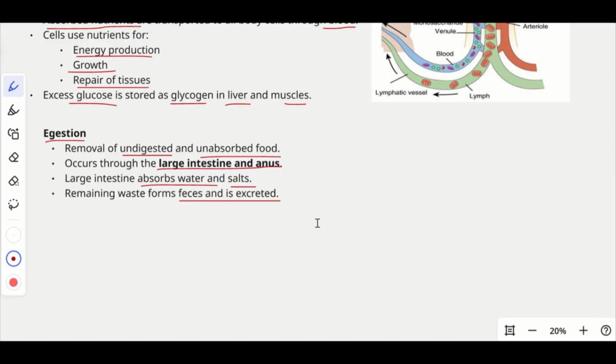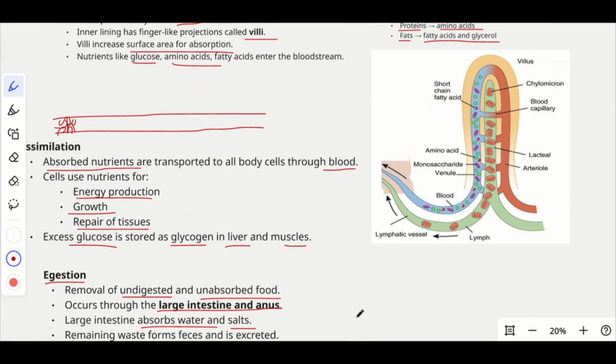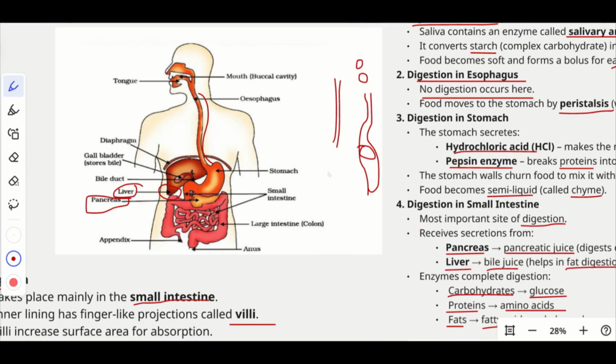How do we get nutrients from the food we eat? Be very careful with the terms like peristalsis, what is occurring in the stomach, what is happening in the small intestine, large intestine, everything. The processes are ingestion, digestion, absorption, assimilation, and egestion. These diagrams are also very important. Sometimes you will get questions to mark the parts in the diagram. So remember these diagrams and revise the portions.